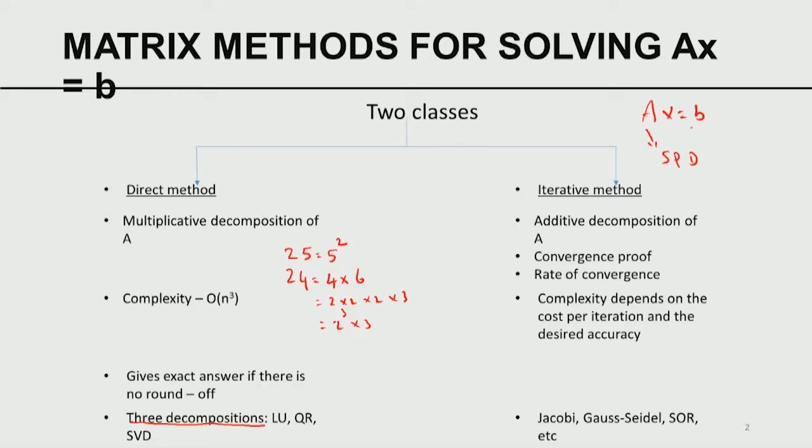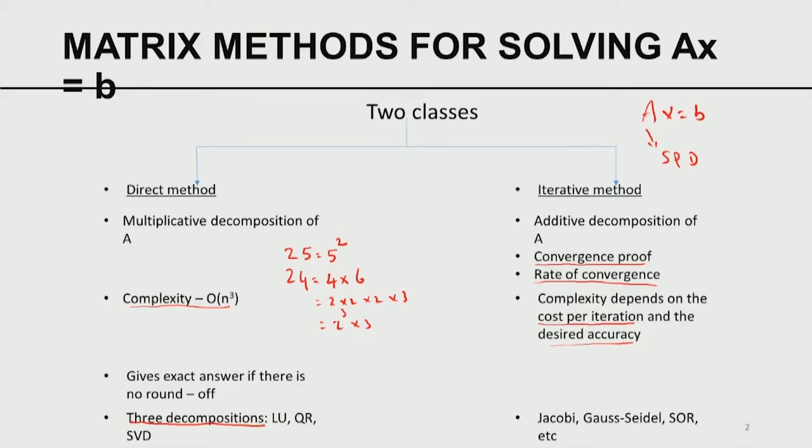On the other hand, a system like Ax = b can also be solved by iterative techniques. The iterative methods rely on what is called additive decomposition of A. In order to make these iterative methods operative, we have to indulge in what are called convergence proofs. We have to show the method iteratively converges to the solution I am seeking. In any iterative method, one has to be content with the derivation of the rate of convergence. It is one thing to prove that the iterative method converges, another thing to find out the rate at which it converges to the optimum. The complexity of this method depends on cost per iteration and the desired accuracy, as opposed to the fixed cost for the direct methods, which are all of the type O of n cube.